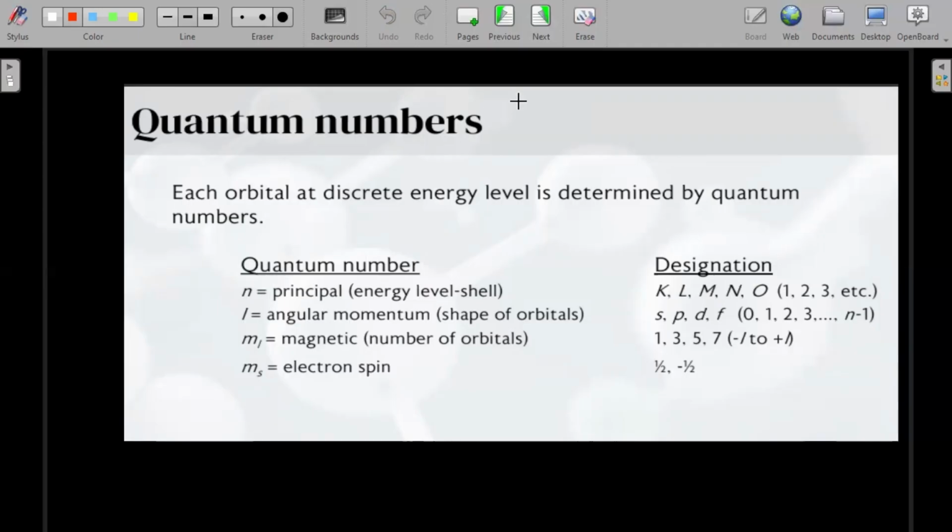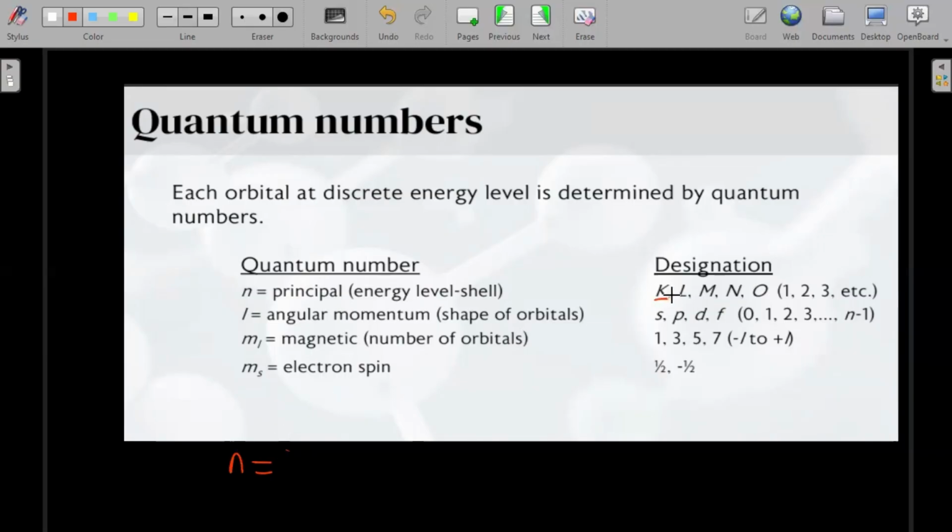Let's start with the first one, the principal quantum number. It is denoted by the letter n. What does it tell us? The principal quantum number simply tells us the energy level or the shell where you are going to find your electron. So n is simply for the energy level or the shell.